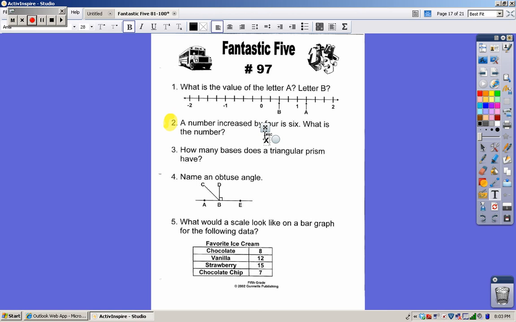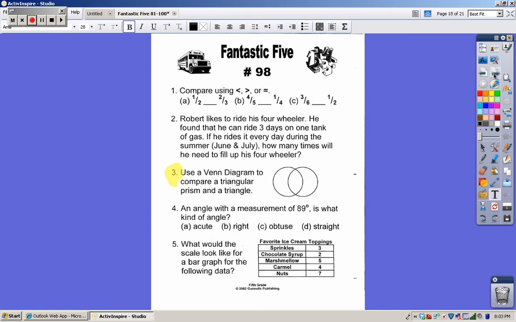And for number 2, a number, x, is increased by 4 is 6. What is this number? What does x equal? It's saying x equals what? So what could I plug in for x to equal 6? I know that I could use the inverse operation here and subtract. 6 minus 4 is 2. And if I check that by plugging x in as 2, 2 plus 4 is 6. So x equals 2. That's the way to set up your equation and find your sum.